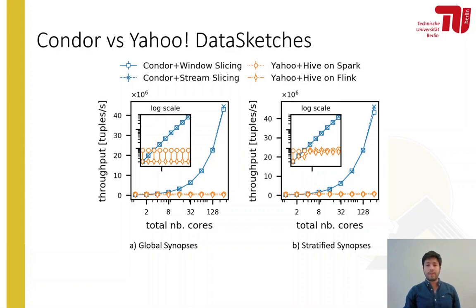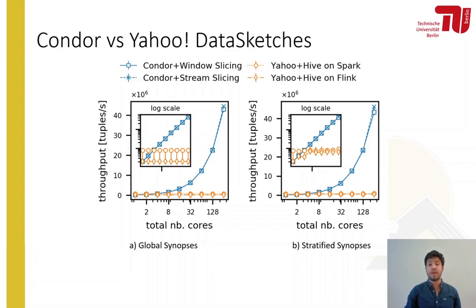We also evaluated the efficiency of our summarization libraries and compared it with Yahoo DataSketches. Yahoo DataSketches doesn't provide connectors to any real-time stream processing engine. Still, we tried to configure these experiments to be as fair as possible. We observed that Yahoo's implementation outperforms Condor only in scenarios with very low parallelism because of Flink's system overhead. However, we observed that already with 8 cores, our system achieves a better performance.